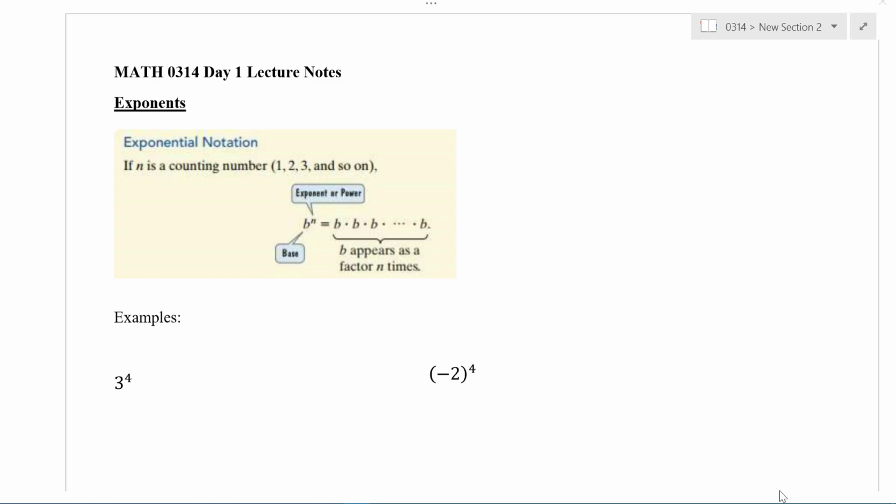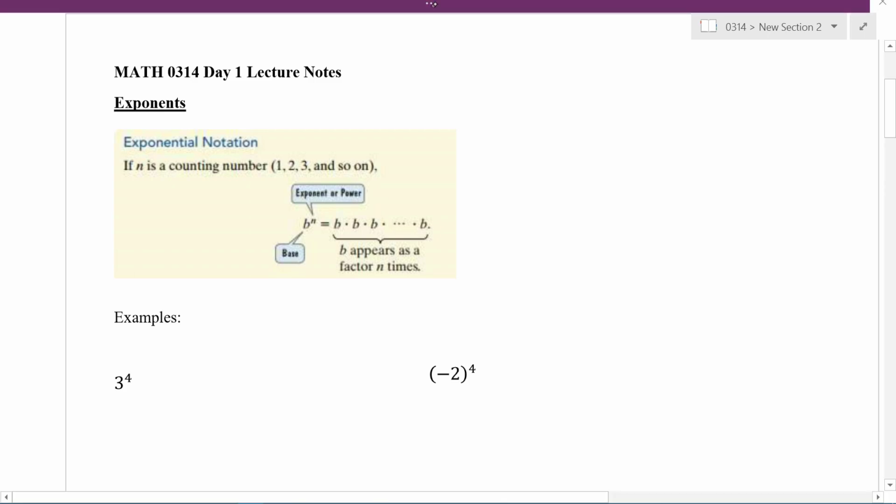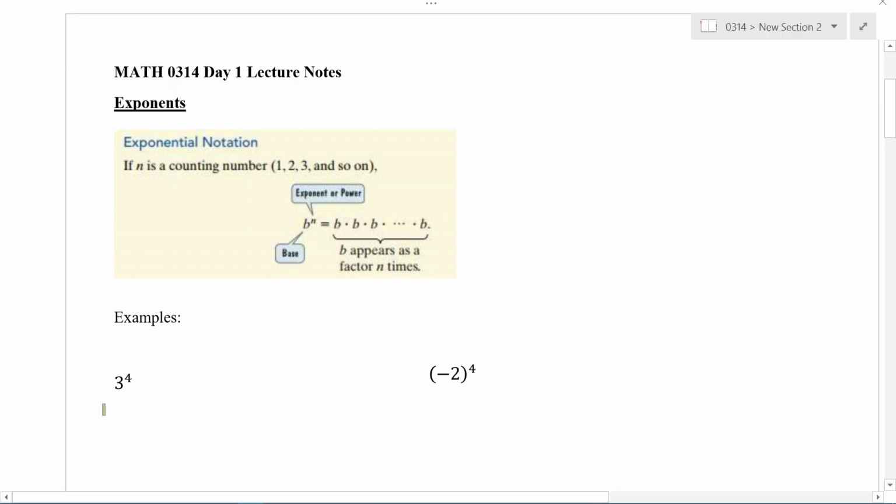For our first day in 0314, we're going to review some concepts that we're going to see throughout the course. The first thing I want to review is exponents. An exponent is a little tiny number that's at the upper right of something that we call the base. So in this particular example, we have 3 to the power of 4.